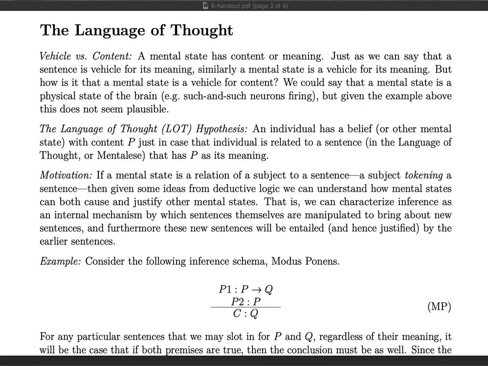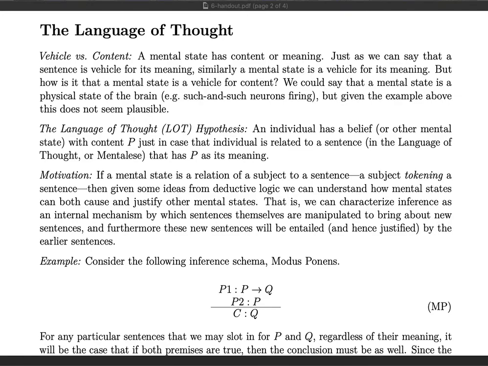However, given the example in the last video about how citing the physical states of our brain does not provide an explanation for our actions, it therefore does not seem plausible to say that mental states just are types of physical states of the brain. What Fodor says instead, in order to make sense of how mental states are vehicles for content, is precisely his language of thought hypothesis, which we can abbreviate as LOT.